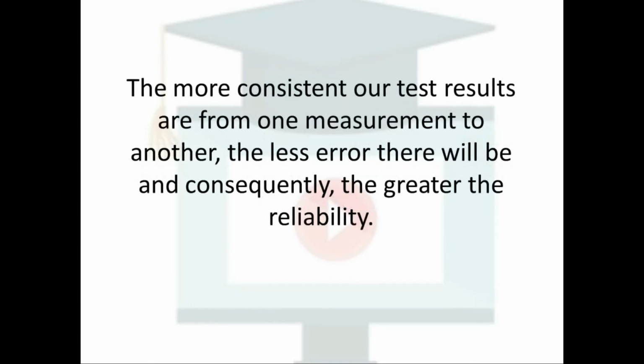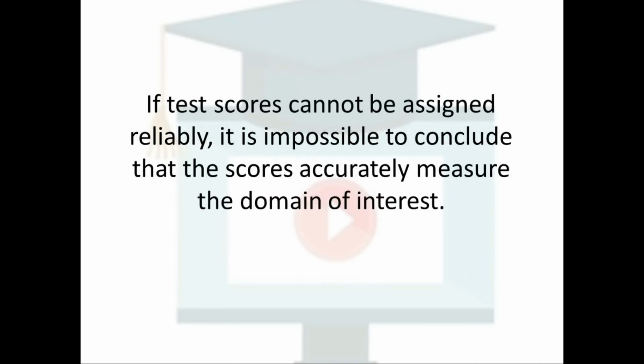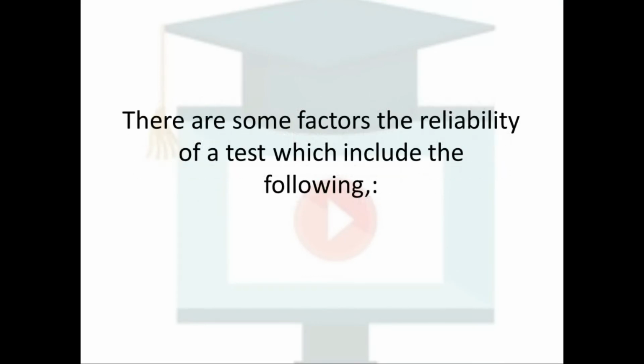The more consistent our test results are from one measurement to another, the less error there will be, and consequently, the greater the reliability. Reliability is a precursor to test validity. If test scores cannot be assigned reliably, it is impossible to conclude that the scores accurately measure the domain of interest. There are some factors that affect the reliability of a test which include the following.